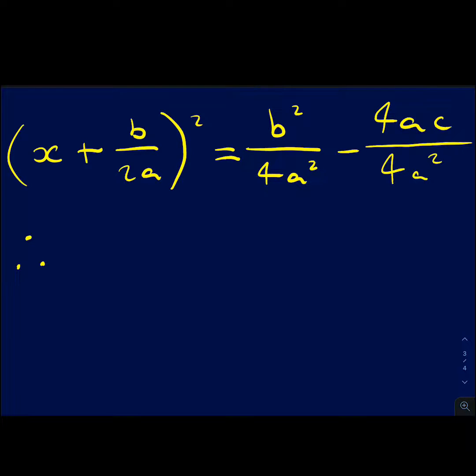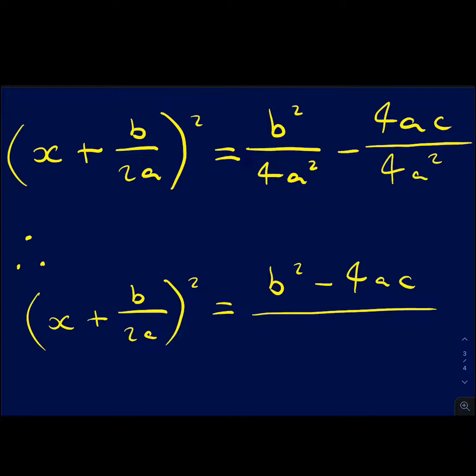Therefore, x plus b over 2a squared equals b squared minus 4ac, this should look familiar now, over 4a squared. So that combines them.